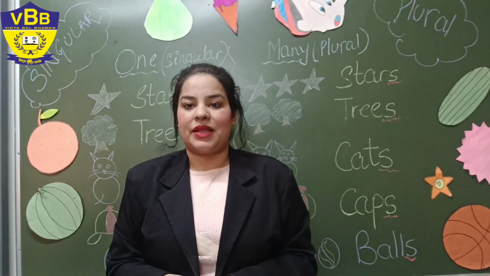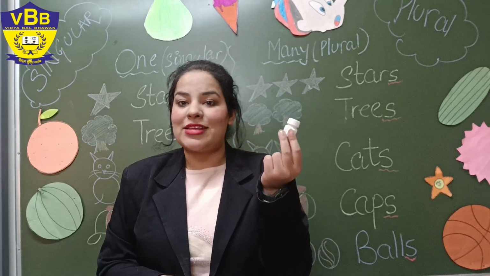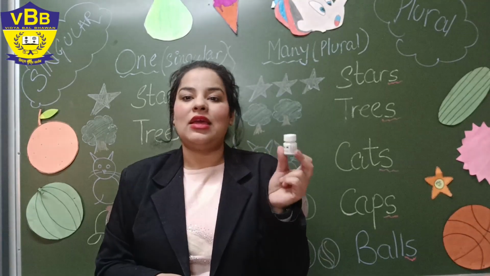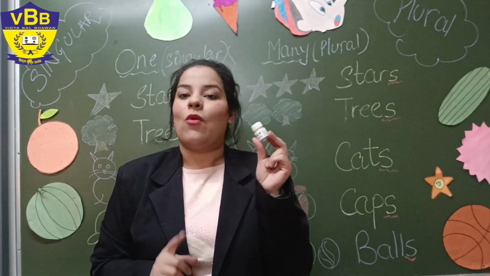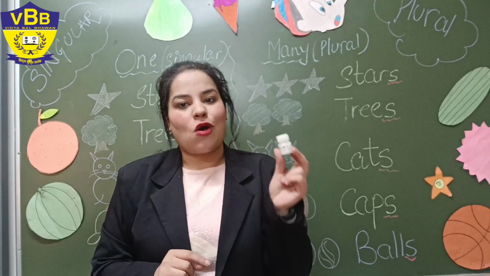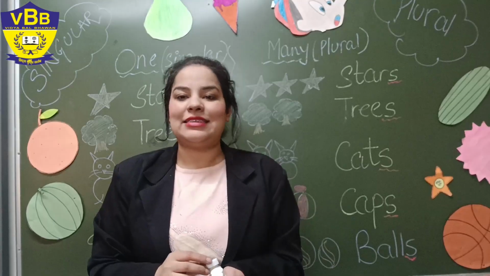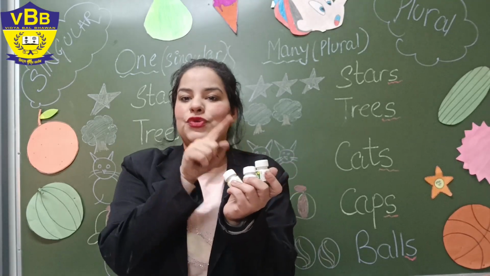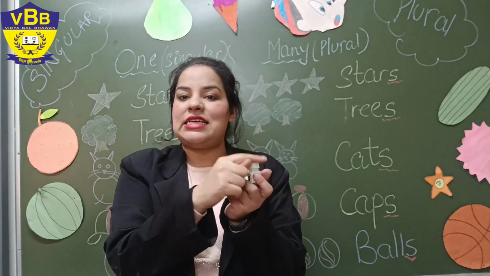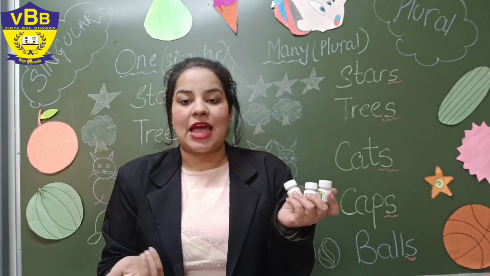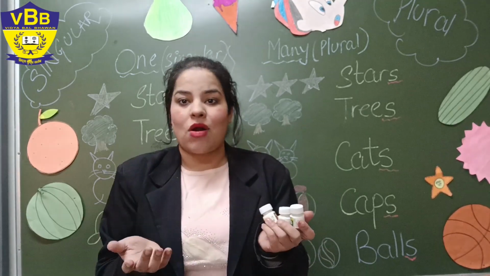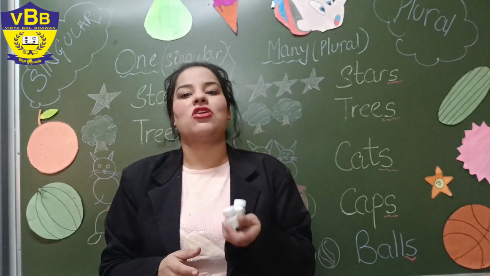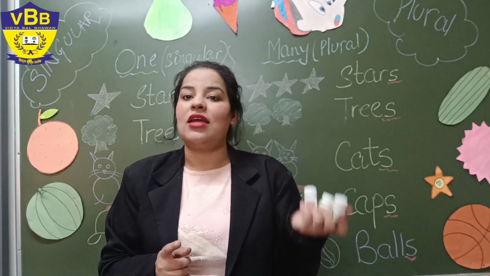Now the next example is, what is this children? This is watercolor bottle. So tell me, how many watercolor bottles in my hand? 1. Why 1? Because this is 1. Children, tell me, how many watercolor bottles in my hand? 1, 2, 3. So these are 3 watercolor bottles. And what we can say? These are many watercolor bottles. Why we use many? Because we use many for the objects which are more than one object.